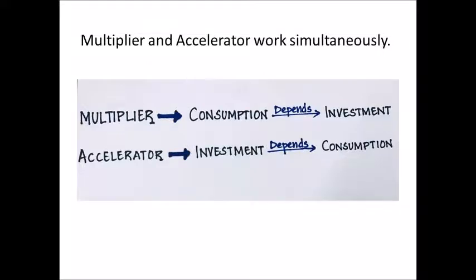Lastly, to summarize, we notice that multiplier and accelerator work simultaneously in the economy. Multiplier talks about how consumption depends on income, and further, accelerator talks about how the investment depends on consumption. Both provide a clear value of how much investment is required.